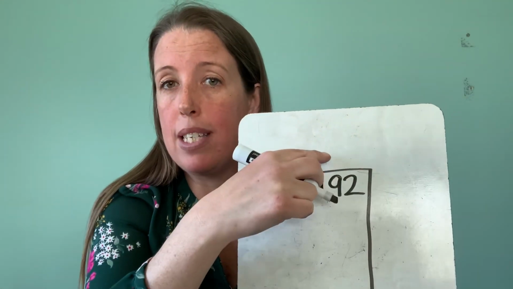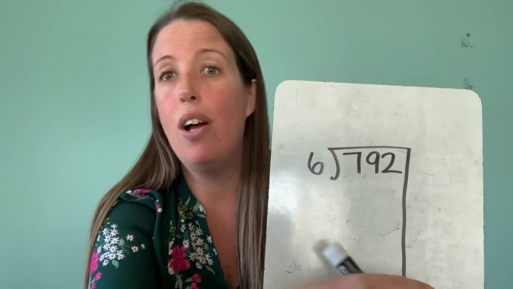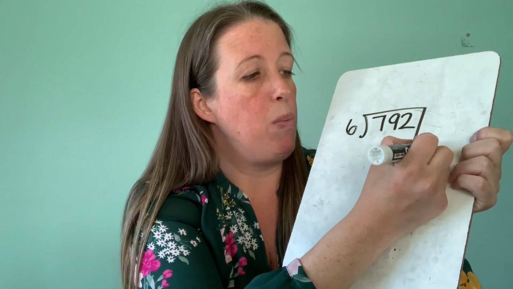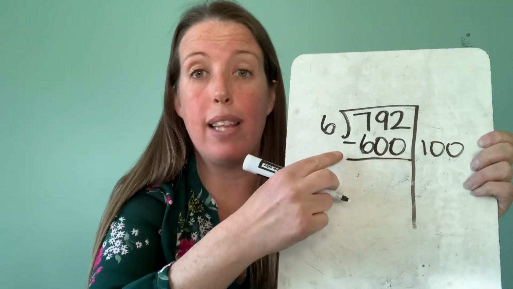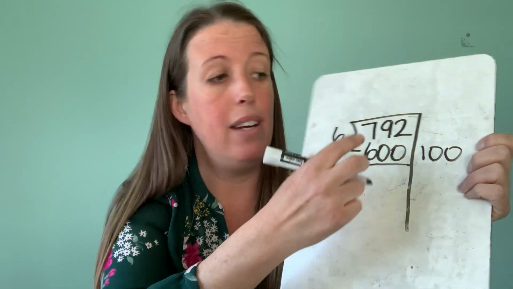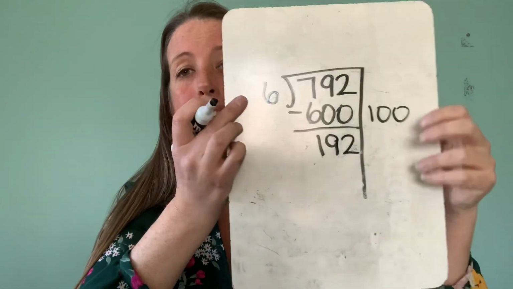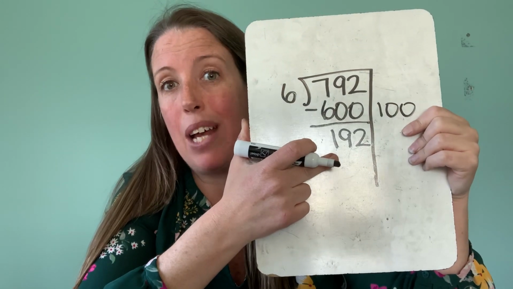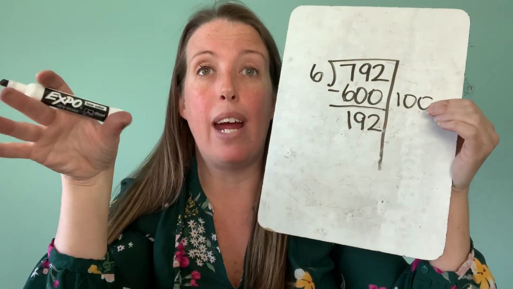Now, some of your teachers like to stack up your parts right up top here. I tend to list them down the side. You can place them wherever you're most comfortable with. So I'm going to start with 6 times 100 gives me 600. And I'm going to subtract that from my dividend. I started with 792. If I take 600 away, I'm going to be left with 192, right? I can't take another part of 600 away from my dividend because I don't have 600 anymore. So I'm done with my hundreds, and now I'm going to move to the next biggest place value, which would be my tens.